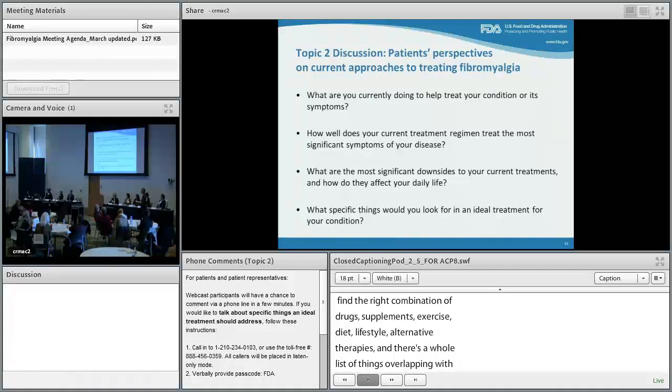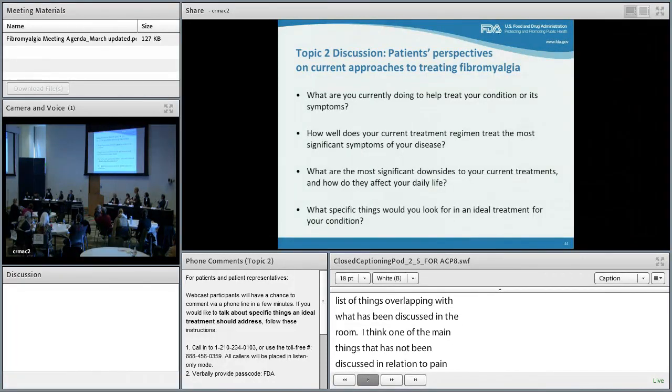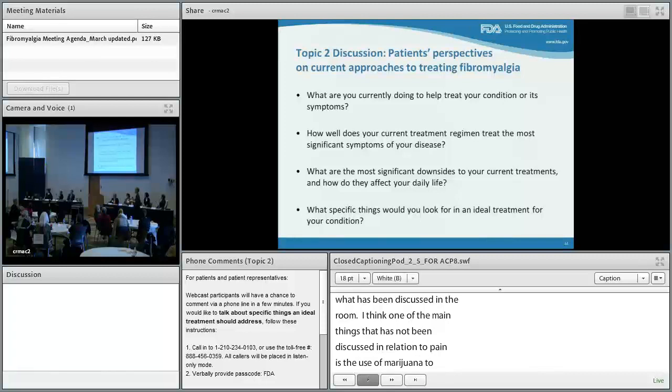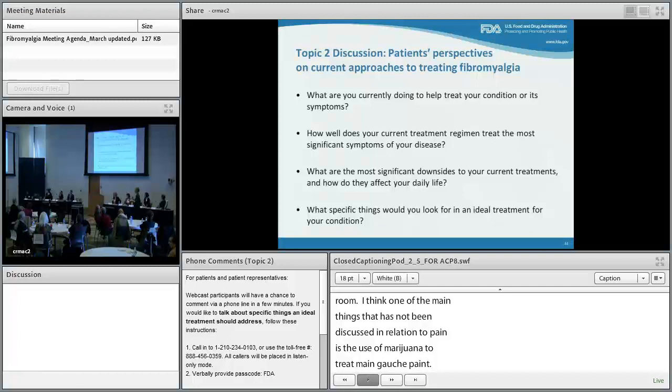I think one of the main things that hasn't been discussed in relation to pain is the use of marijuana to treat pain, and especially for breakthrough pain for patients that are on opioids or other pain medicines. Okay, thank you.